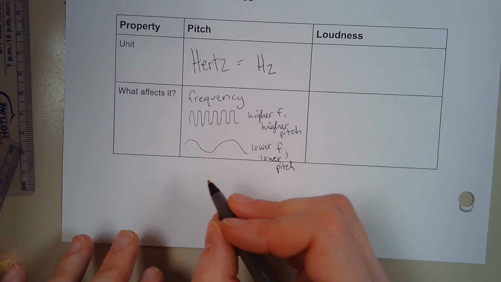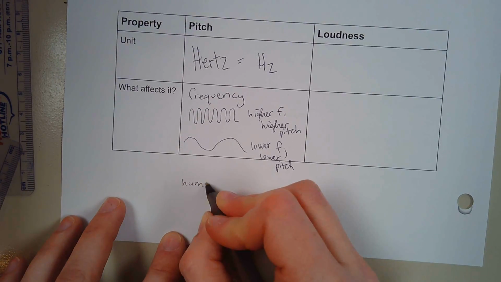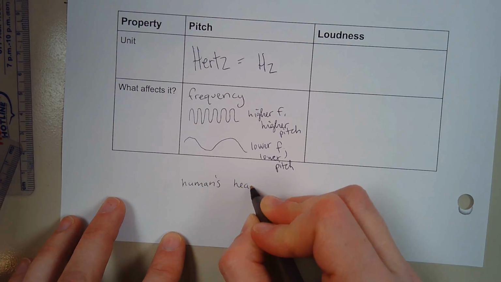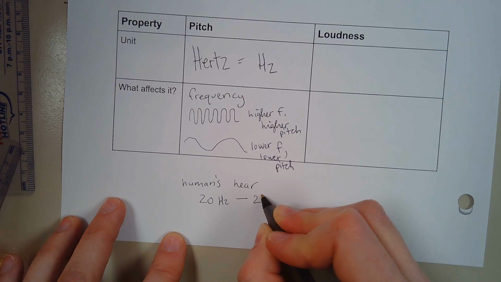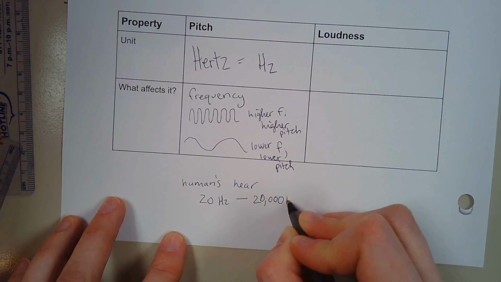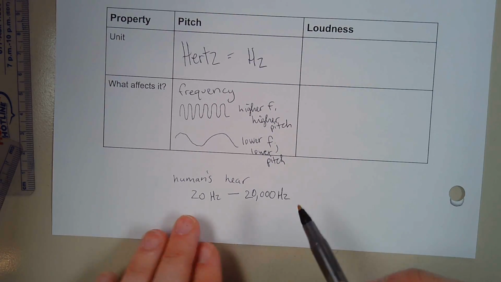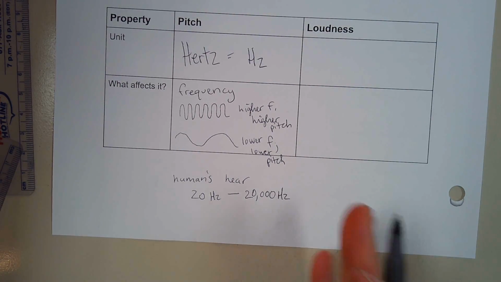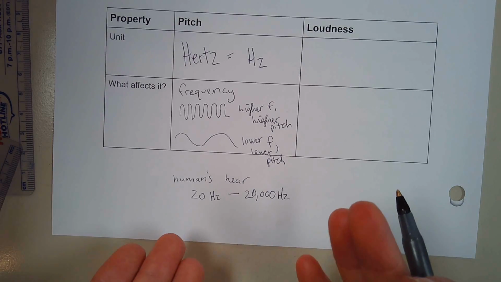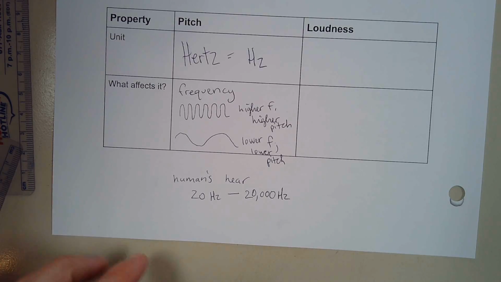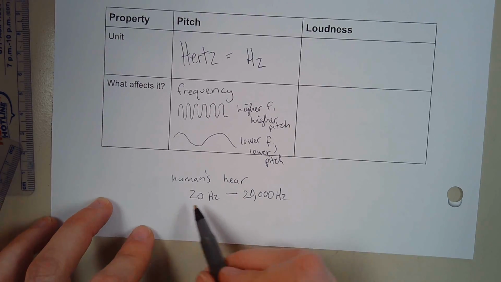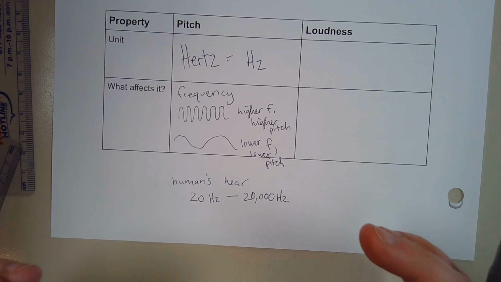One thing we did talk about in class is that humans hear 20 hertz through 20,000 hertz. Now, that doesn't mean that every human hears this range. I actually hear like 99 hertz to 14,000 hertz. And we did the hearing test in class, so if you want to watch the video that's attached to this, you can, to see what your hearing range is. But it is important to know that this is at least what humans are capable of hearing.